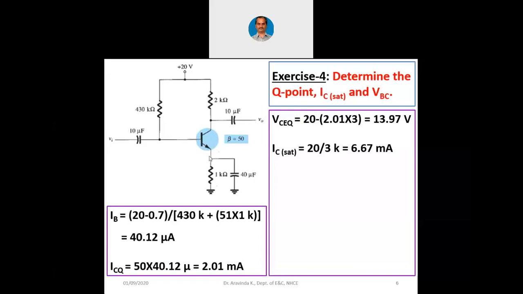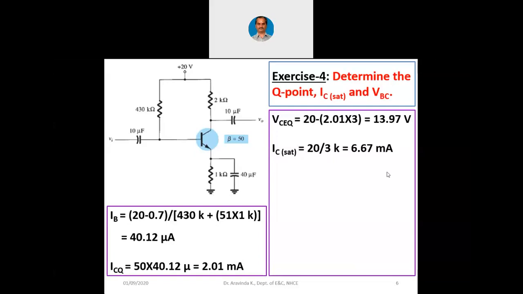If the transistor is completely switched on, between collector and emitter, it is 0 volts. When the switch is completely on, across the switch, there is no voltage ideally. This is what I have been telling you earlier also. So across the collector and emitter, it is 0 volts. But as current is flowing through the output path, you will have voltage drop across RE as well. So IC sat is 20 divided by 3K, because it is 2 plus 1, totally 3 kilo ohms between VCC and ground. So 20 divided by 3K is 6.67 milliampere.